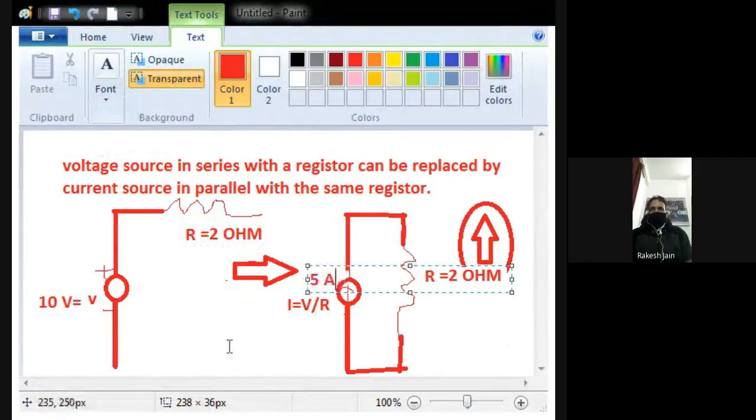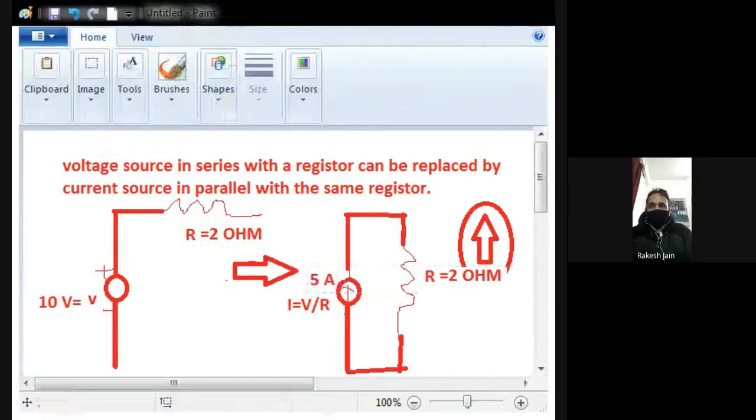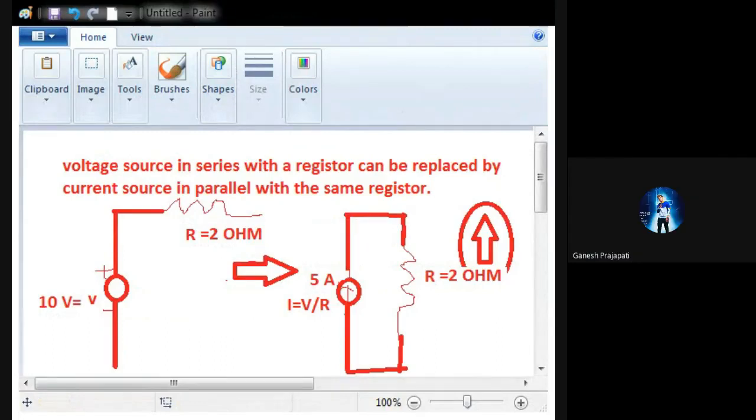So first tell me, are you able to understand this? Did you understand this? Ganesh, Ritik, did you understand this? Yes, sir. Yes, sir. Okay. Kindly send a snapshot on my mobile after 10 minutes.